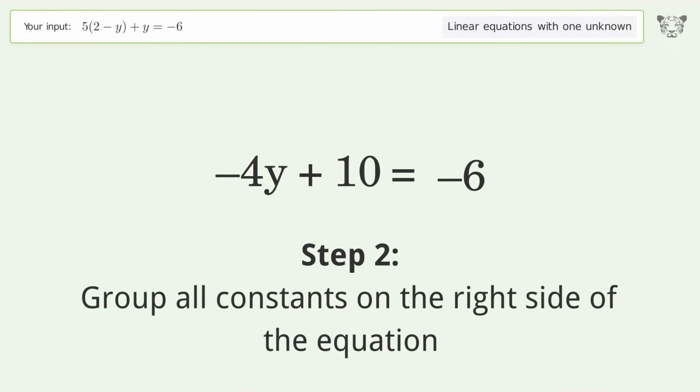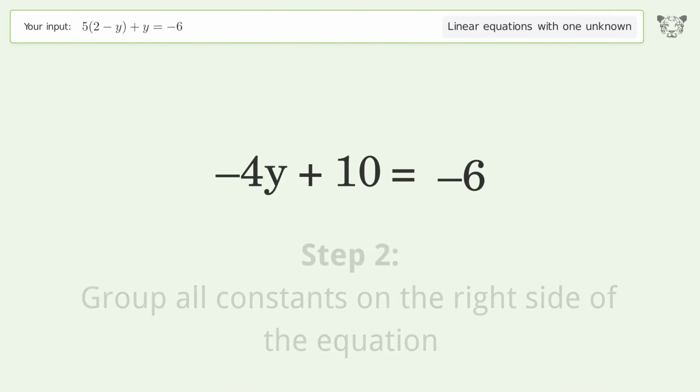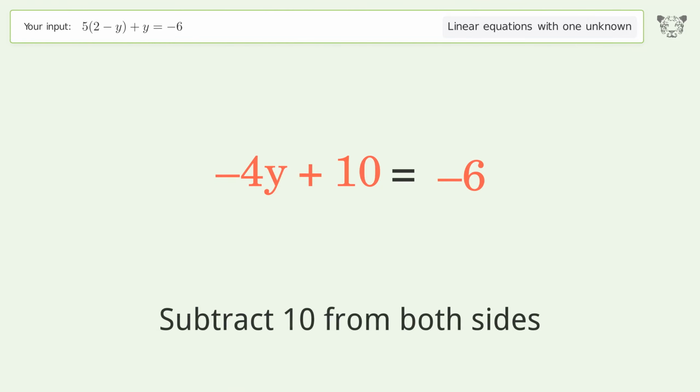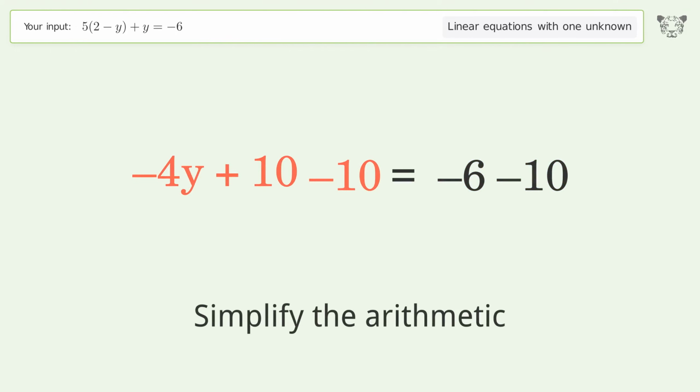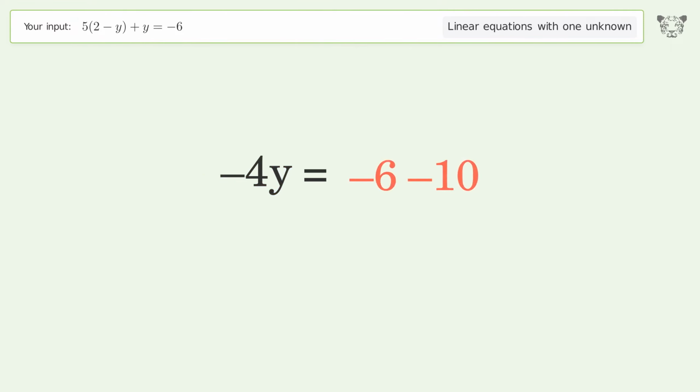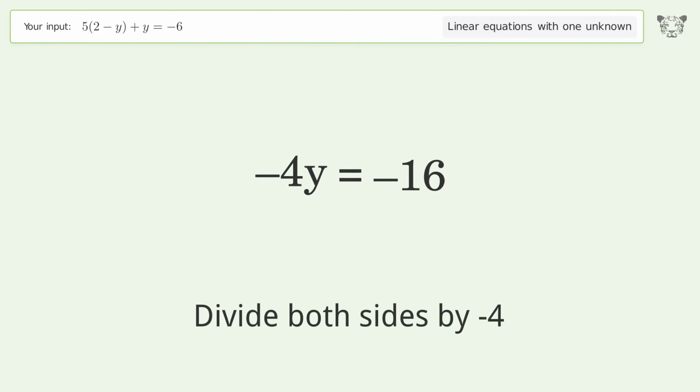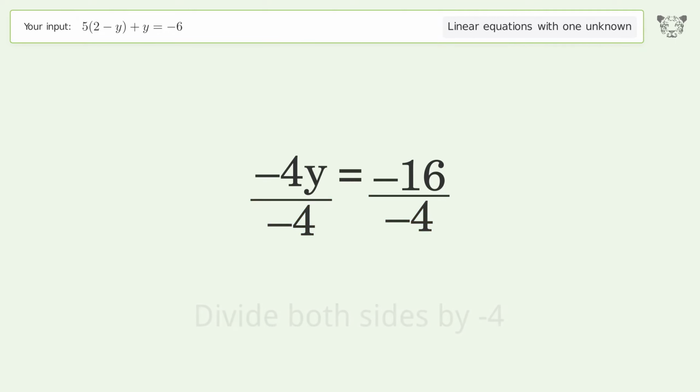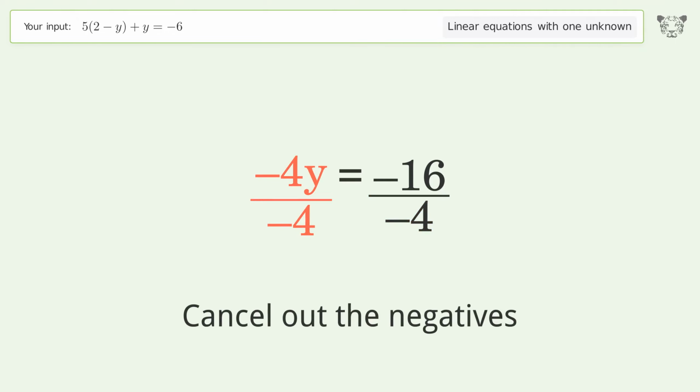Group all constants on the right side of the equation. Subtract 10 from both sides. Simplify the arithmetic. Isolate the y. Divide both sides by -4. Cancel out the negatives.